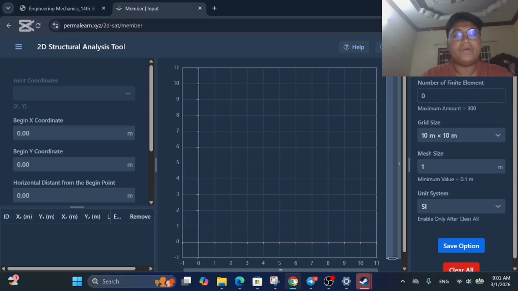Through a PermaLearn platform, a user can explore and visualize and solve structural problems easily without needing or using expensive software and struggling with complex equations. It's designed to help students learn the fundamental of engineering and to understand more about the structural of engineering.